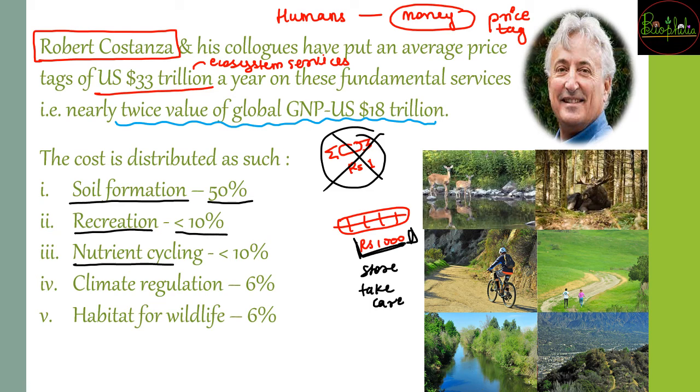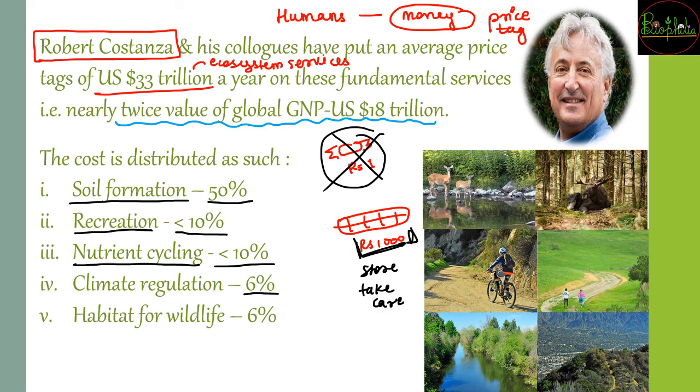Nutrient cycling is again a very important point, because if nutrients are not cycled, new organisms will not be able to survive there. So that is again less than 10%. Climate regulation, जो rainfall आना है time पे, जो winter season है, या whatever climate needs to be regulated, is going to take about 6%.